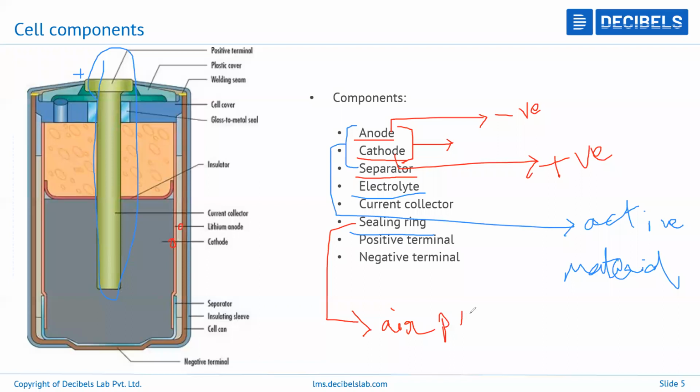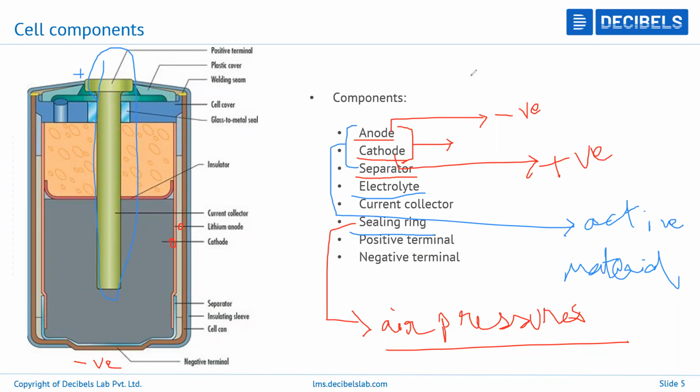There are certain standard requirements for the cell to function within designed air pressures. One of the most important functions of the sealing ring is to maintain this air pressure, because it will directly influence the rate of reaction inside the cell. And then finally, coming to your positive and negative terminals. As I already pointed out, this is your positive terminal and this will be your negative terminal. These are the main components of the entire cell.